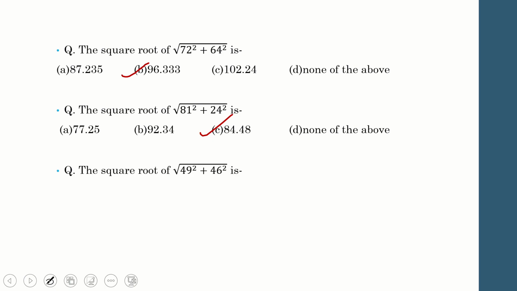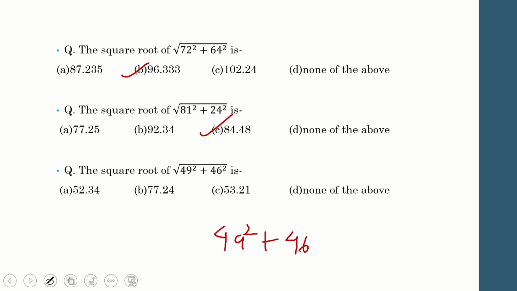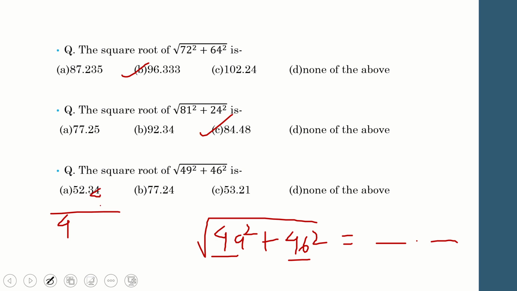One more question like this, and here are your options. 49 square plus 46 square. It is two digit, so two digit, and then the decimal will come. But what will the first number be? So 4 and 4.